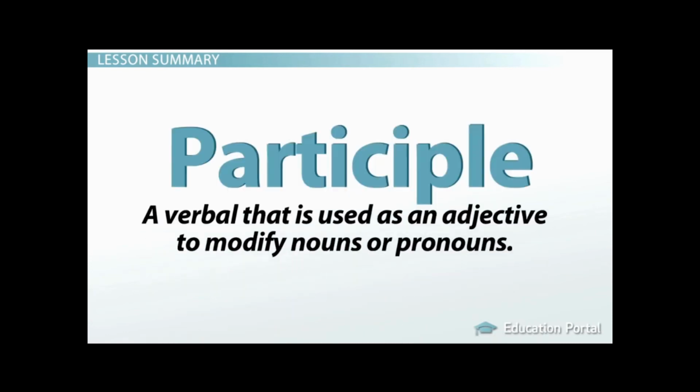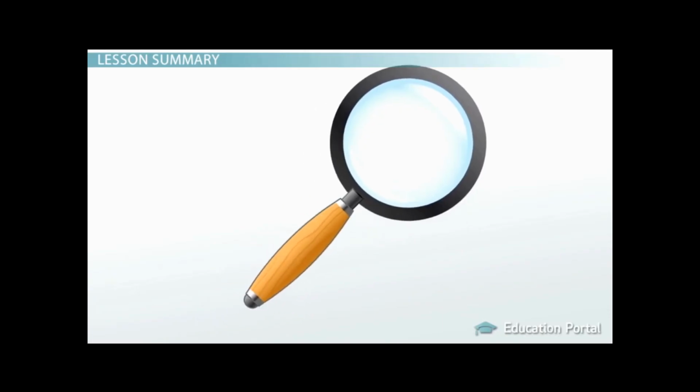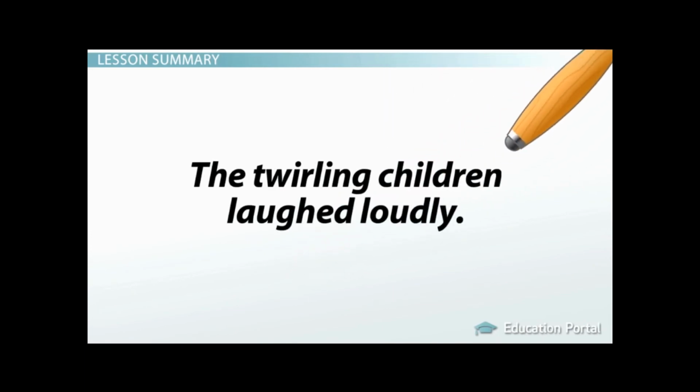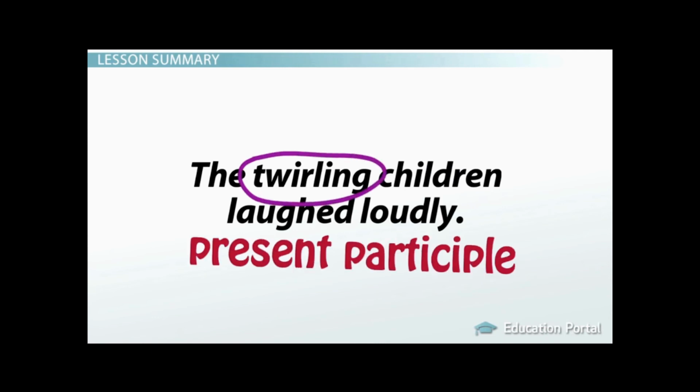A participle is a verbal that is used as an adjective to modify nouns or pronouns. The twirling children laughed loudly. You're right! The present participle here is twirling, which describes the noun children. Very good! You have mastered this topic already.